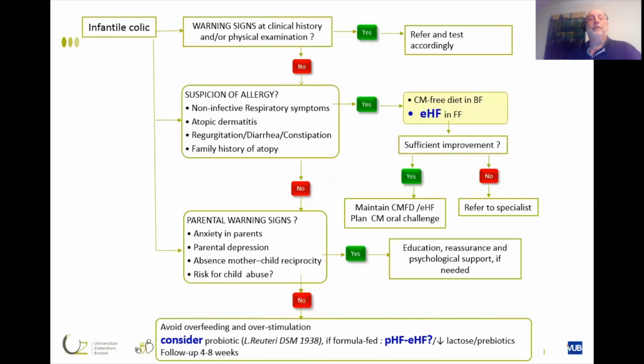So how should you manage infantile colic? Look again for the warning signs. If they are present, refer and test accordingly. Most of the time, they will not be present. Look then at the second step for other symptoms of allergy: non-infective respiratory symptoms, atopic dermatitis, regurgitation, diarrhea, constipation, so gastrointestinal symptoms, and consider also a family history of atopy. If these are present and positive and you suspect cow's milk allergy, then treat the child accordingly with an extensive hydrolysate and see if there is an improvement or not.